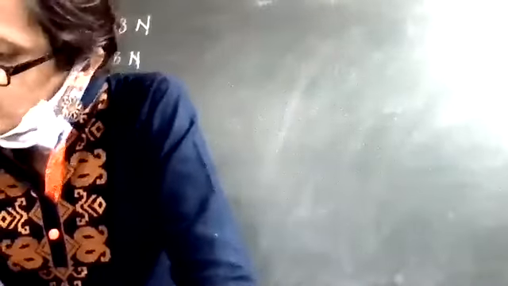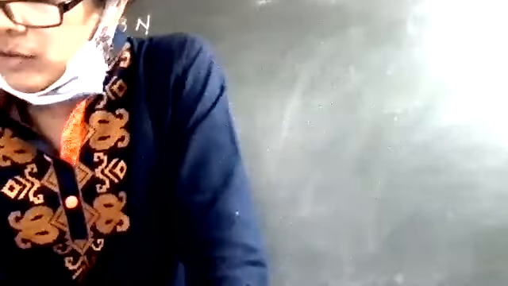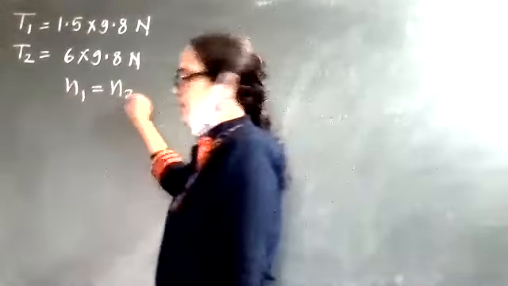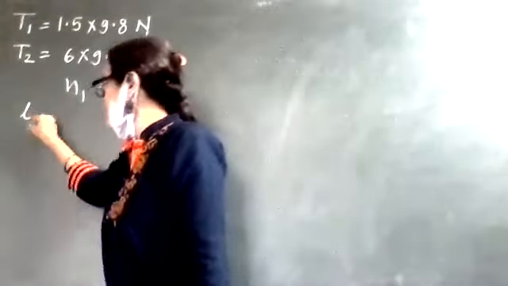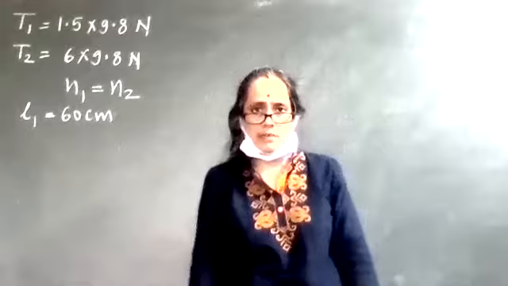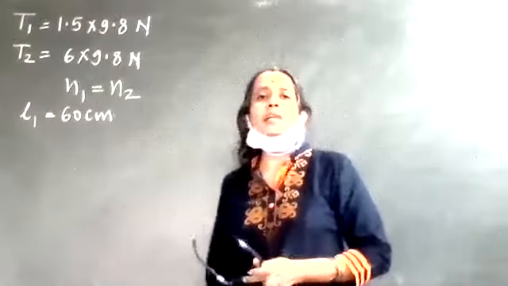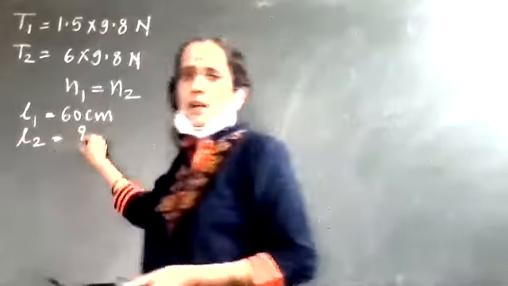Then the next thing given is that the fundamental frequency of vibration of the first wire is the same as that of the second wire. So the fundamental frequency of the first wire is equal to the fundamental frequency of the second wire. Also, the first wire has a vibrating length L1 equal to 60 centimeters. That is the data given. Now we have to calculate the vibrating length of the second wire.